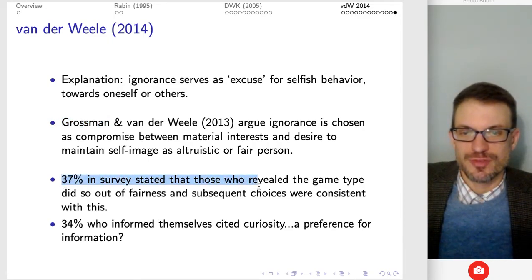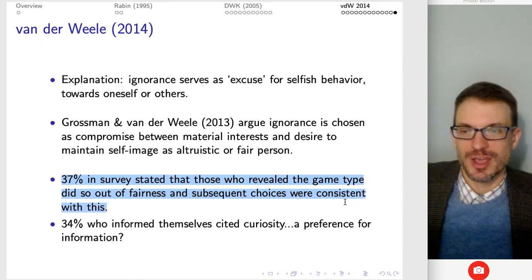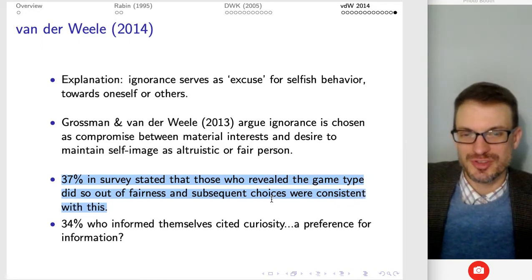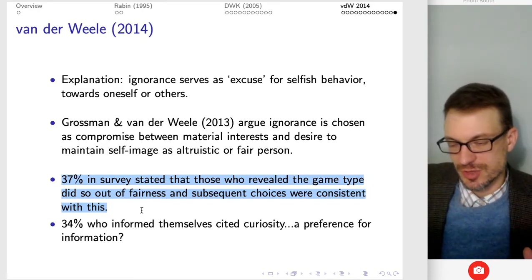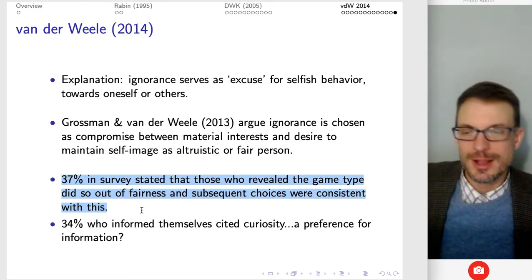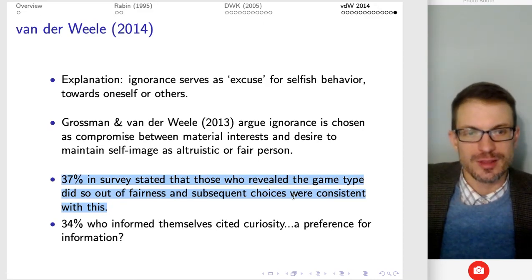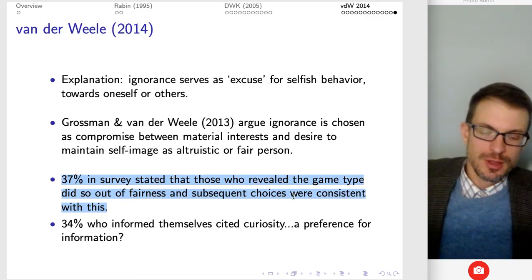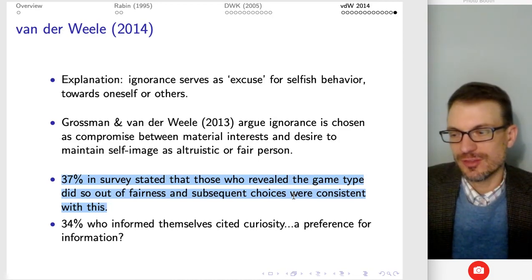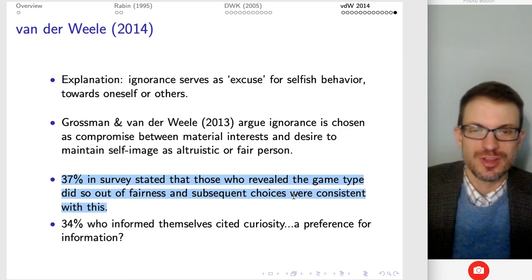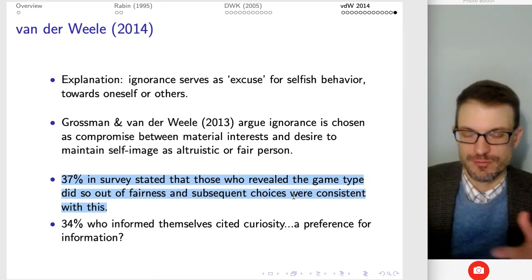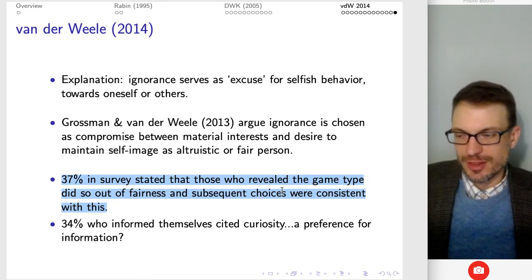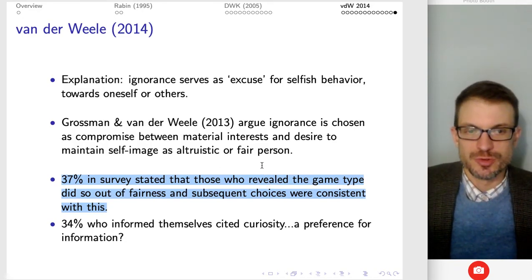37% in that survey stated that those who revealed the game type did so out of fairness, and subsequent choices were indeed consistent with this. So when you do one of these experiments, it's nice to then survey subjects and ask them why they did what they did. 37% said, when I looked to determine what was going to happen to the recipient, I did so because I cared about fairness. And the choices indeed followed what we would expect from somebody motivated by a concern for fairness.